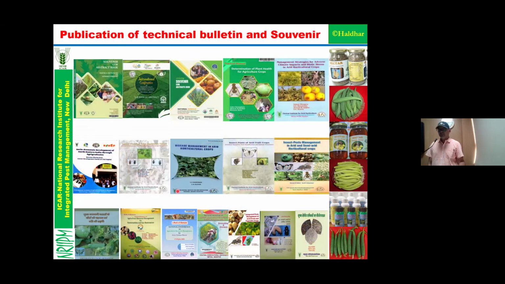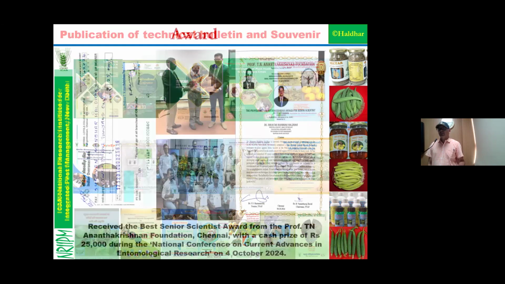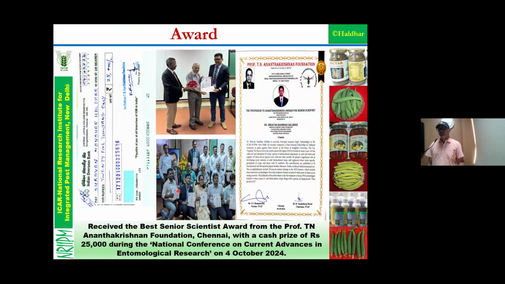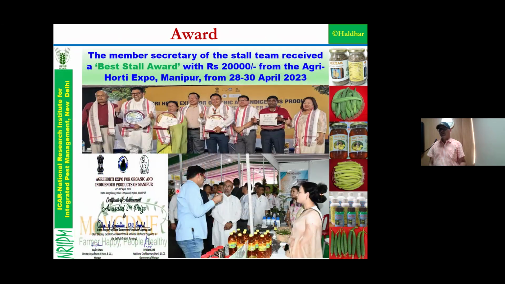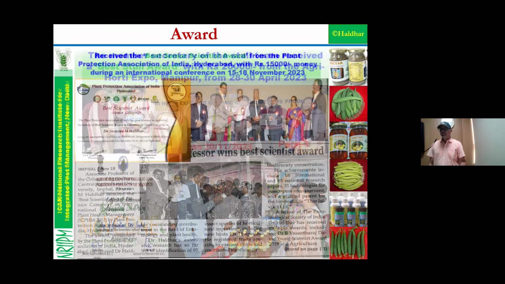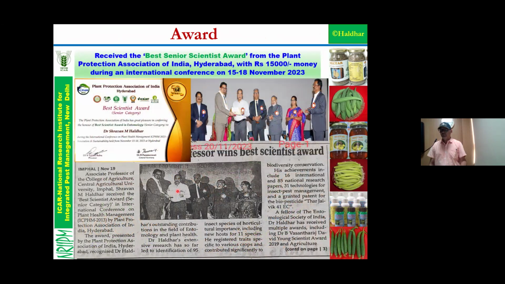These are other publications, sir. Technical bulletins and others we have published. And this I received last year, this award, sir: 25,000 from the T.N. Ananta Krishna Foundation Award from Chennai, sir. And this another, sir, for a stall; for any stall we are getting 20,000. And this also was received from the Plant Protection Association of India, sir. Then 15,000, sir.